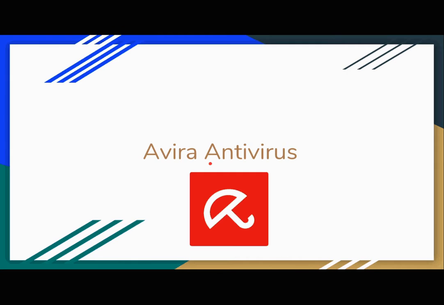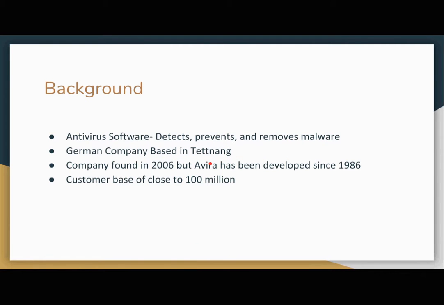I chose the Avira antivirus. All right, so what is it? Avira is a humble antivirus. It's just commercial antivirus software, so it detects, prevents, and removes malware on your average user's computer.